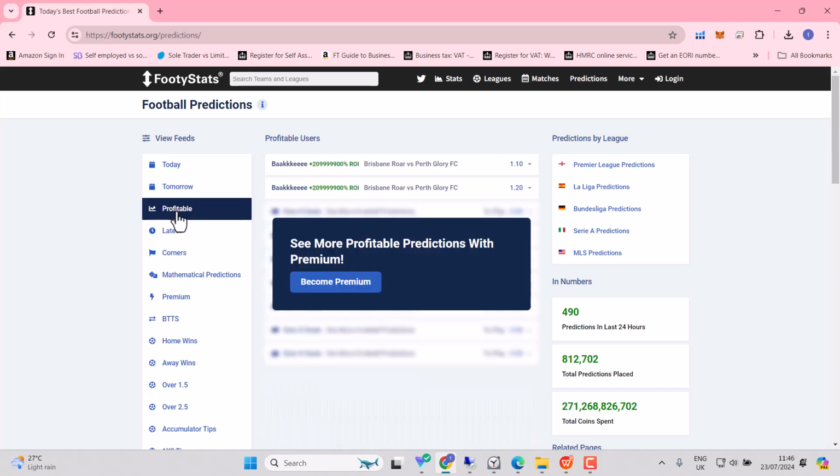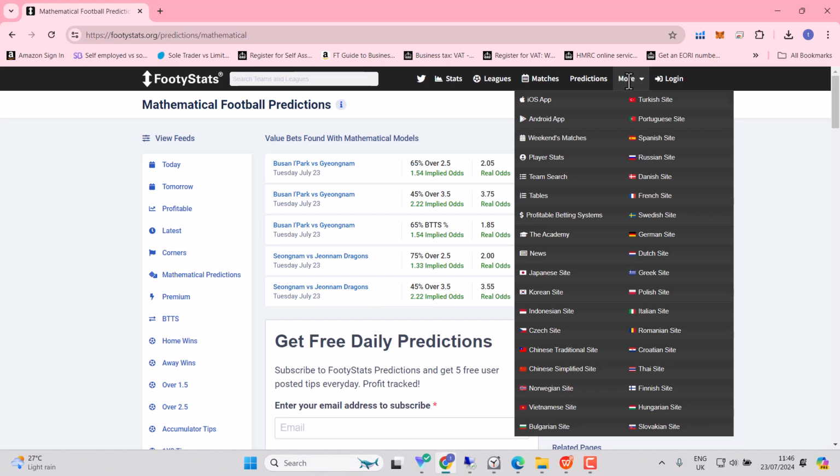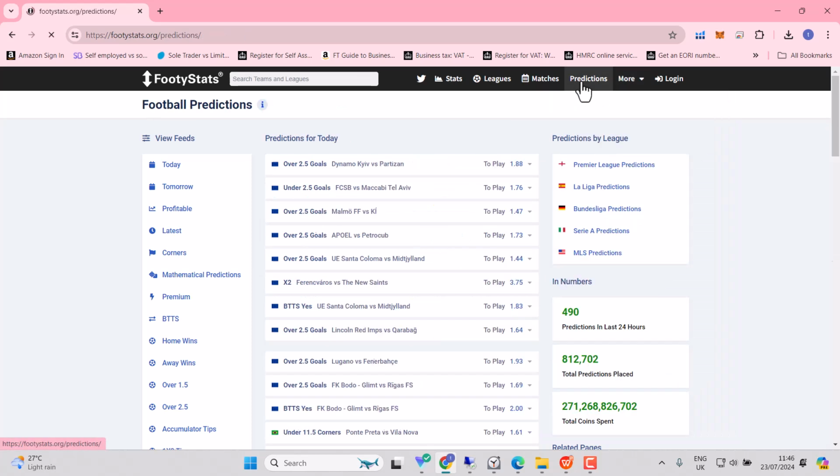Have a look at the profitable. I don't know what that means. I think it's one particular user is making money from this, but if you're backing at these kind of odds, goodness me. Mathematical predictions. I haven't looked into any of this, so up to you. That's why I give it an honourable mention. It's a brilliant website. Got everything you need.